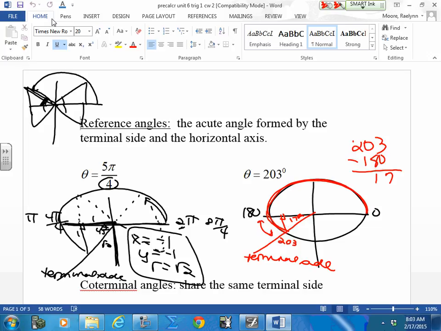If I don't have a special triangle for that, that's okay. But the reference angle itself is 17 degrees. Yep, it is 23 degrees. What was I thinking? 23 degrees.